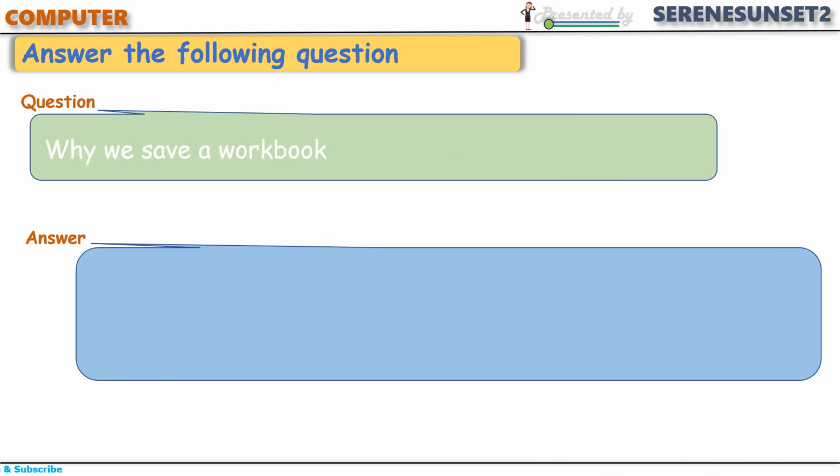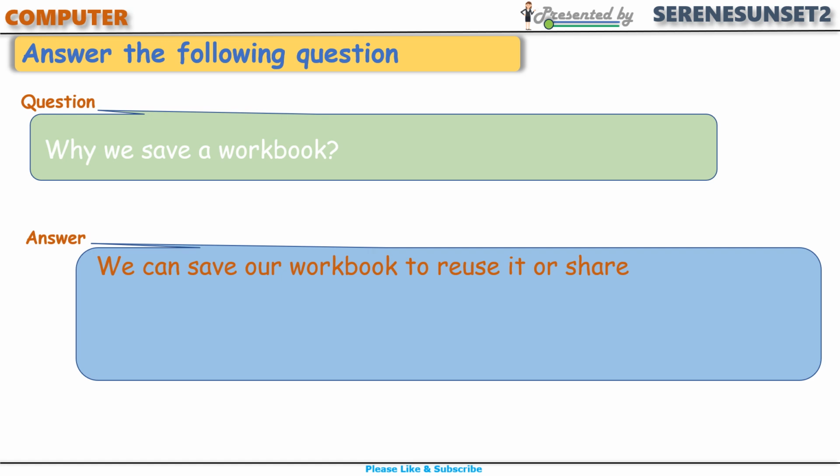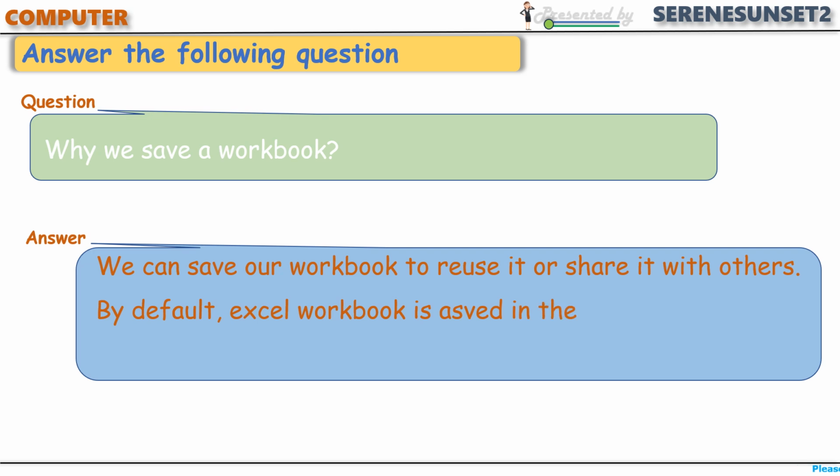Why do we save a workbook? We can save our workbook to reuse it or share it with others. By default, Excel workbook is saved in the .xlsx file extension.